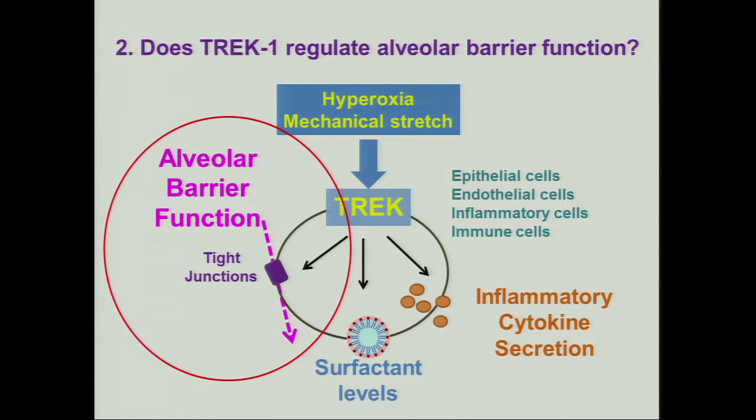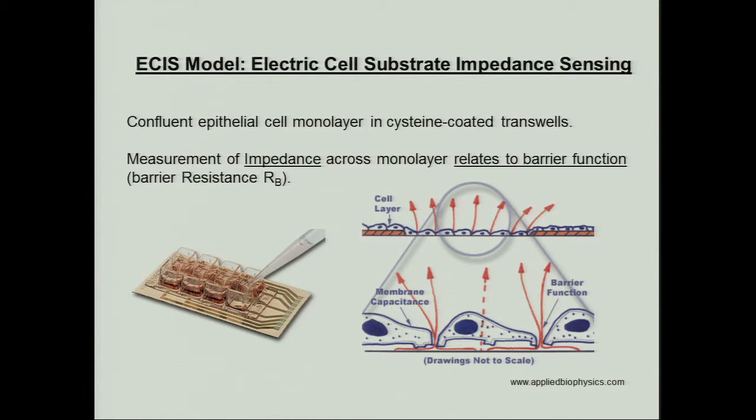Let's start with alveolar barrier function. The way we measure alveolar barrier function in the lab is by using a so-called ECIS model. ECIS stands for electric cell-substrate impedance sensing. Very simply, it's a chip that has 8 wells that you can seed cells into, and you let the cells sit there and grow to confluence.